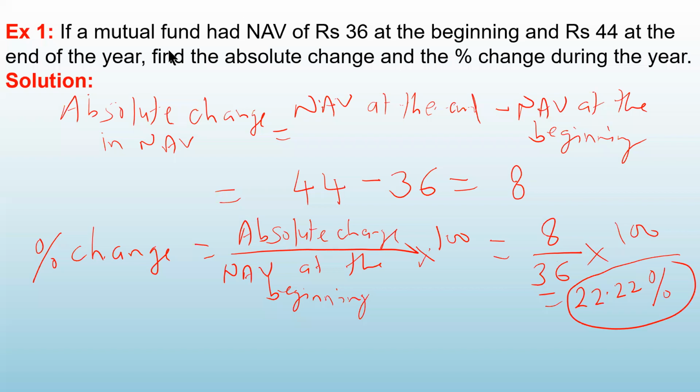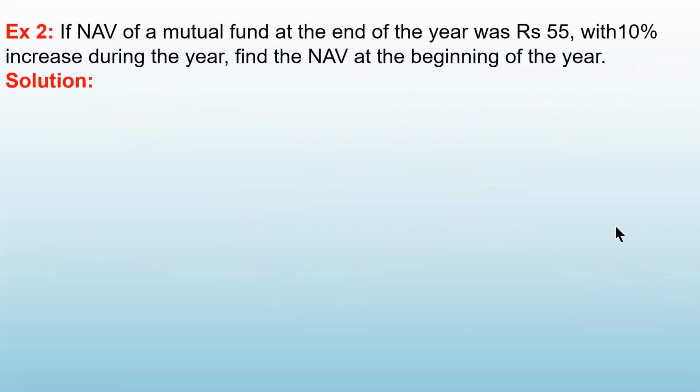Okay, so this was a very simple problem. You have to find out just the absolute change, which is nothing but NAV at the end minus NAV at the beginning. And what is percentage change? Change in NAV, absolute change in NAV divided by NAV at the beginning into 100. I hope you have understood this. So such type of simple problems only will be asked in multiple choice questions.